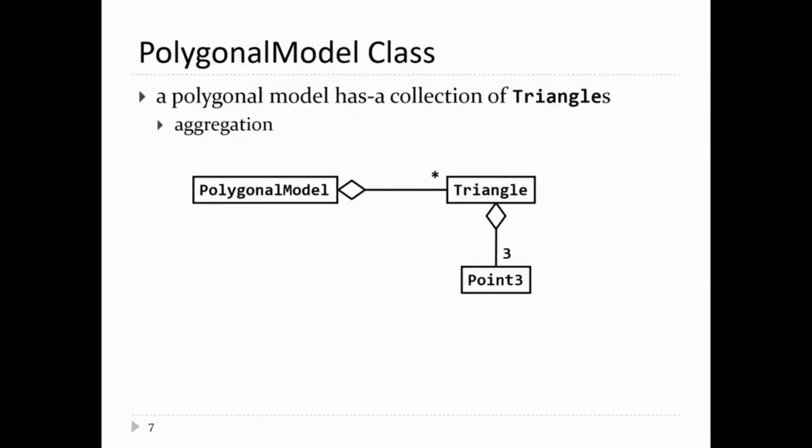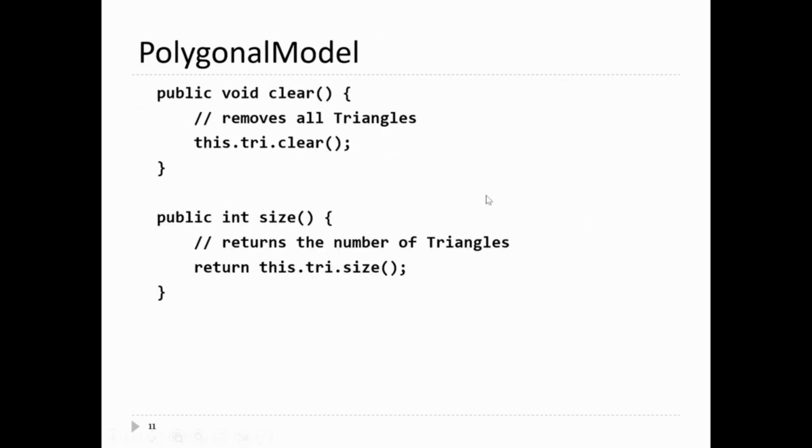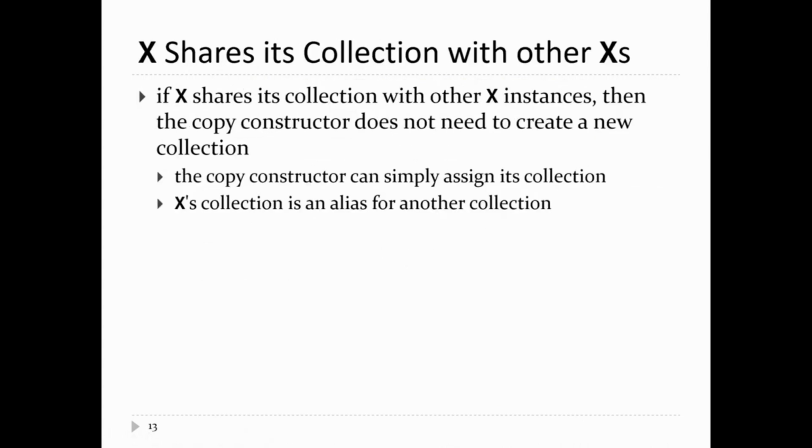Here, in this example, we do not. So we have an aggregation of the elements in the collection. If X shares its collection with other instances, then you don't have to bother with composition at all. In other words, you don't have to make copies anywhere. For example, in the copy constructor, you don't have to make a copy of the list. You just say your list is equal to the other object's list, and away you go.